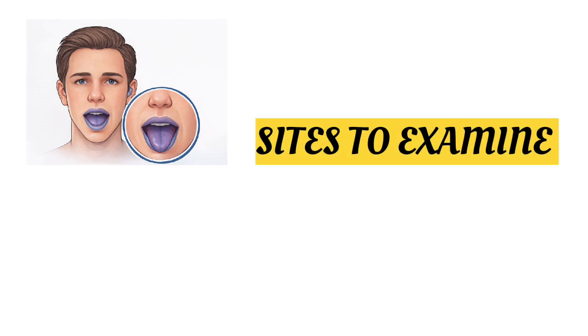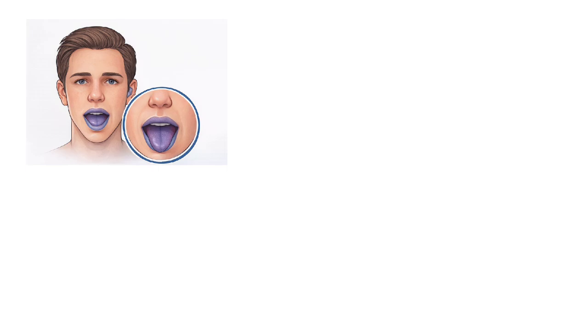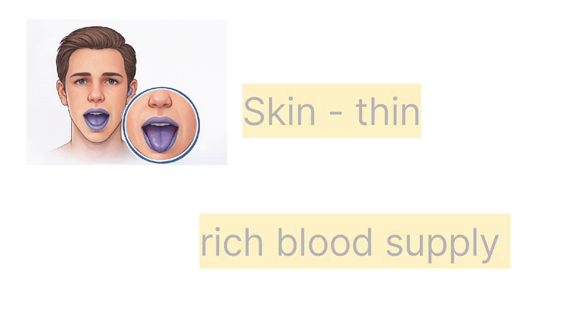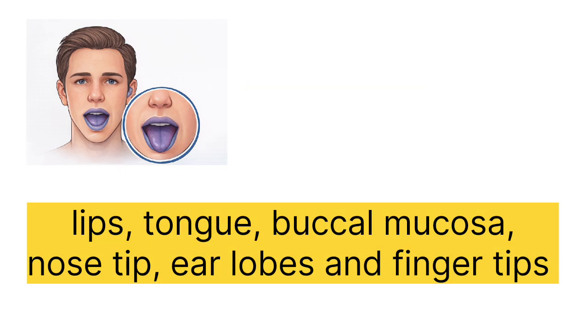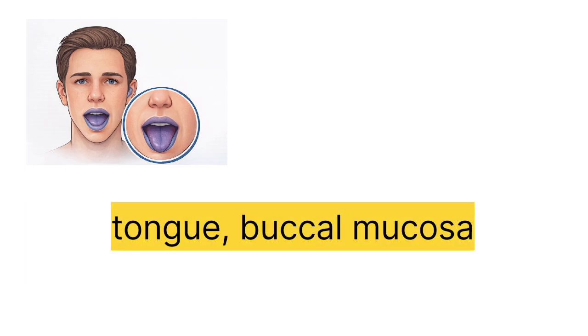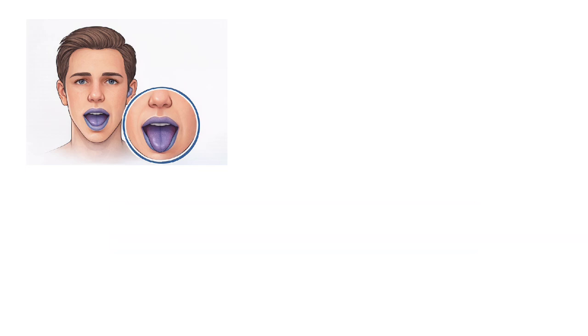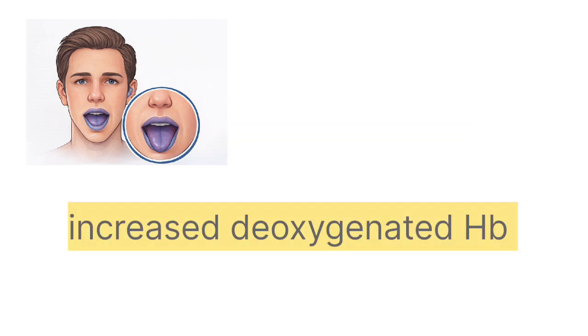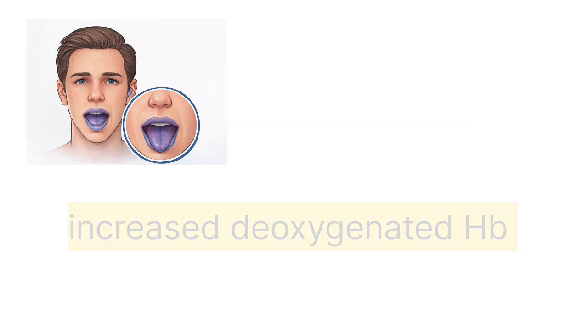Sites to examine. Cyanosis is best looked for in areas where the skin is thin and blood supply is rich. These include the lips, tongue, buccal mucosa, nose tip, earlobes, and fingertips. Among these, the tongue and buccal mucosa are the most reliable sites and should always be examined, especially in dark-skinned patients.